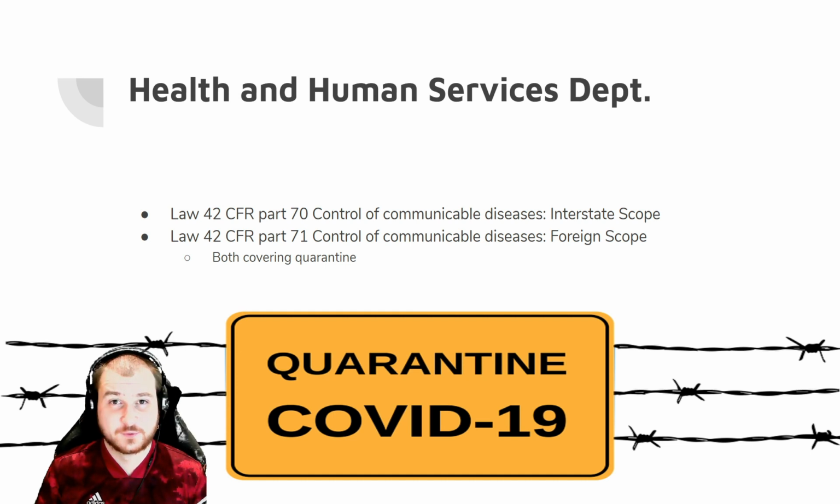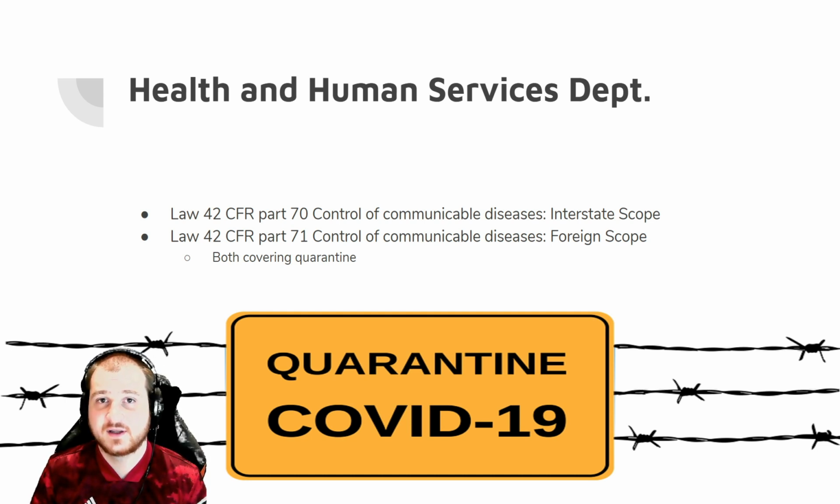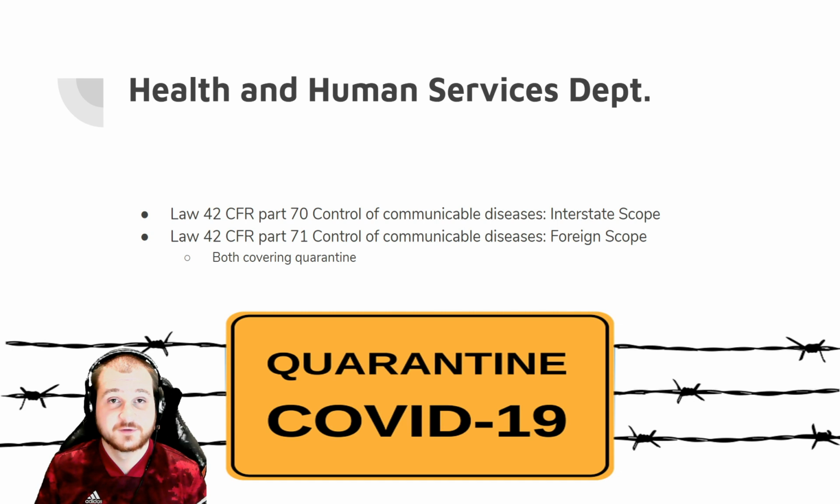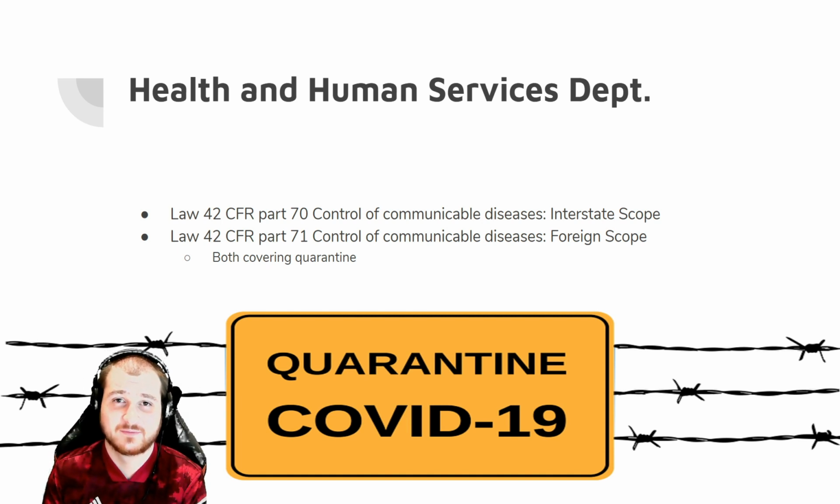So there are also other departments that help us along the way. One of them is the Health and Human Services Department. This department is responsible for Law 42 CFR Parts 70 and 71 on communicable diseases of interstate and foreign scope. Basically, these laws are the cookbook instruction guide on how quarantine and isolation should go. When is it okay to enact quarantine and isolation? And if you know anything about legislature, it takes a long time for bills to pass.